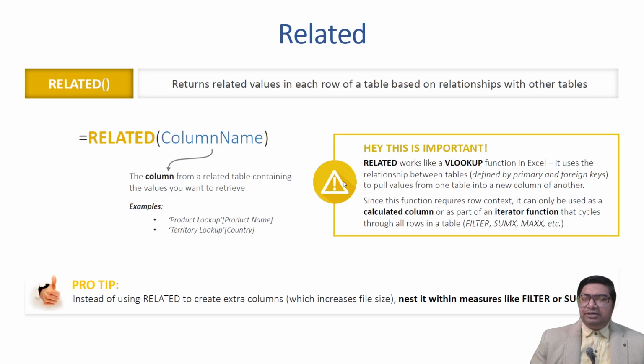Let's try to understand RELATED first. RELATED returns a related value in each row of the table based on the relationship with the other table. It is like a VLOOKUP which you used in Excel. So the formula is very simple: RELATED and the column name. And let's jump into Power BI to understand this.